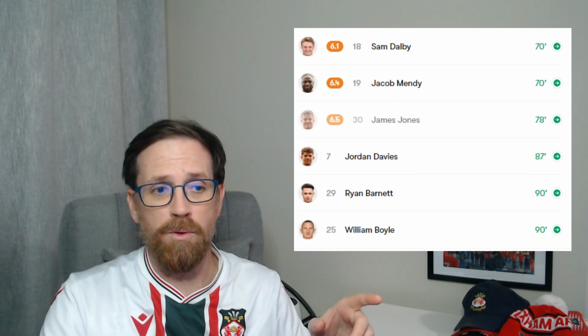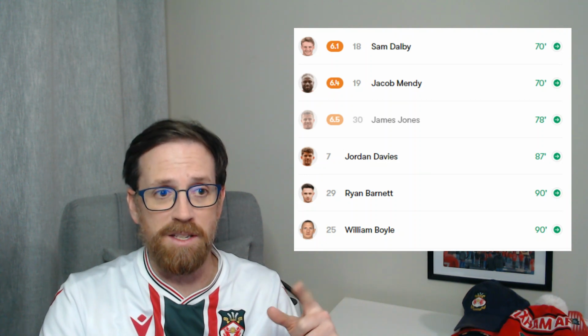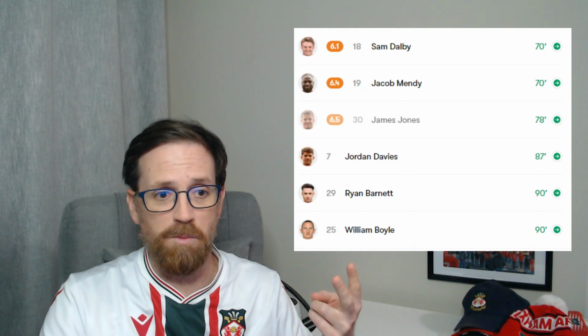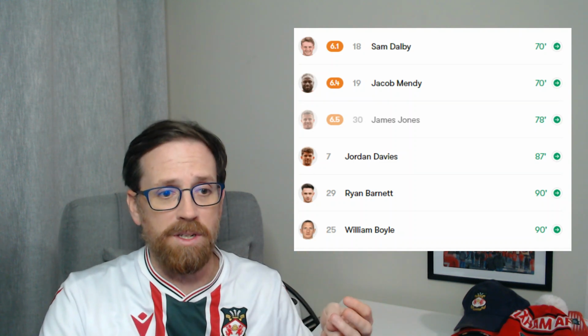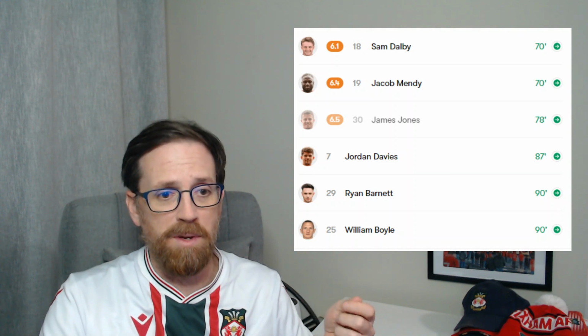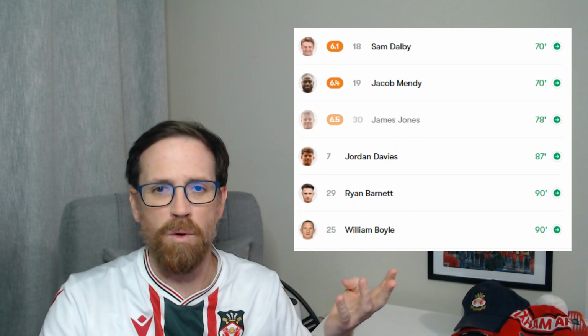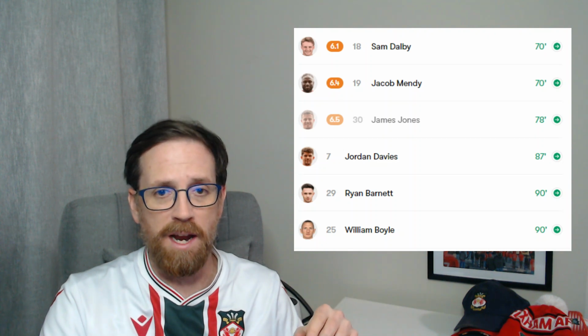In sum, when you go through there, what do we have? We have 6 players coming in. Dalby and Mendy came in at the 70th minute. That was window number 1. James Jones came in at the second window to replace Andy Cannon. That's window number 2. Jordan Davies came in the 87th minute to replace Elliot Lee. That was window number 3. And then we have this 4th window, which we'll get into why the irregularities of it, when Barnett and Boyle came in the 90th minute.